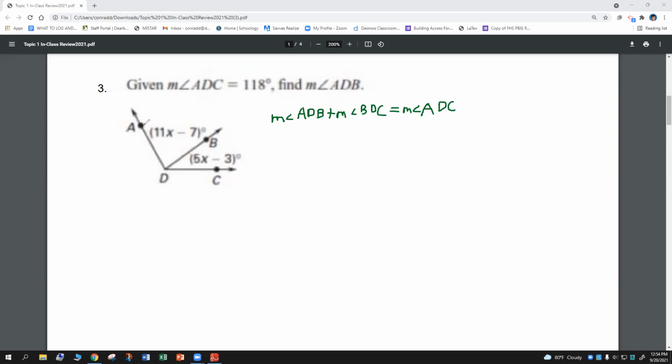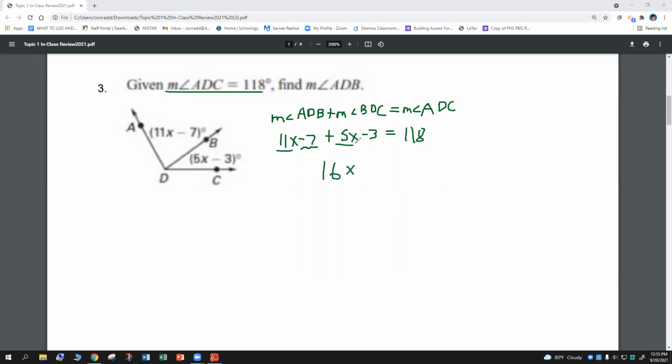So we can substitute in the measure of angle ADB here is 11x minus 7 plus the measure of the second small angle, which is 5x minus 3. And that equals the measure of the entire thing, which they're going to tell us ADC is 118 degrees. Combine like terms, we have 16x.